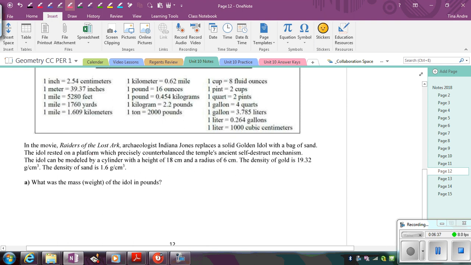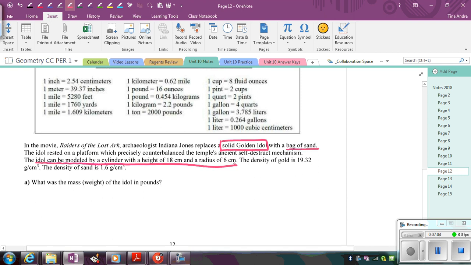So in the movie Raiders of the Lost Ark, archaeologist Indiana Jones replaces a solid gold idol. So we're going to replace a solid gold idol with a bag of sand. The idol rested on a platform which precisely counterbalanced the temple's ancient self-destruct mechanism. The idol can be modeled by a cylinder. So this golden idol can be modeled by a cylinder with a height of 18 centimeters and a radius of 6 centimeters. That's going to be important.